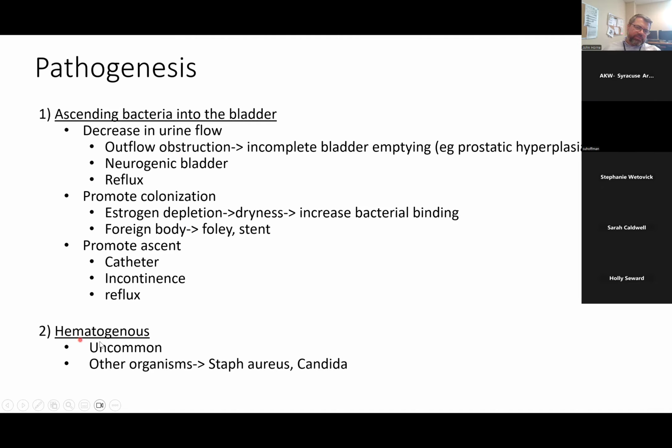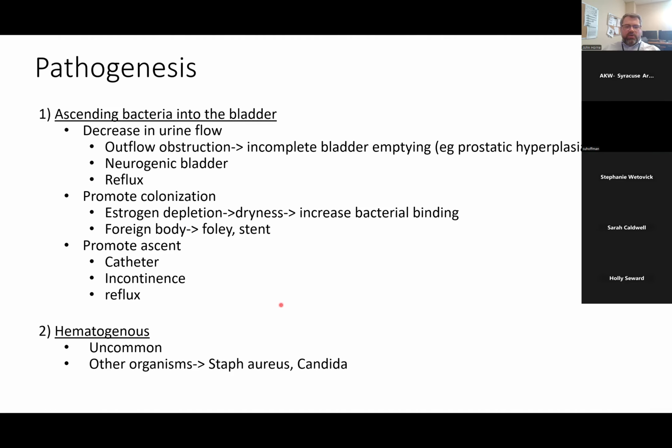And then there's hematogenous. Hematogenous is uncommon. Now, if a person has Staph aureus in the urine, that's not very common in the urine. Sometimes, if a person is bacteremic, the bacteria goes from the blood to the urine. So if a person is having fevers and you get a urine culture and they grow Staph aureus, the question is going to be, were they actually bacteremic and then it went into the bladder?